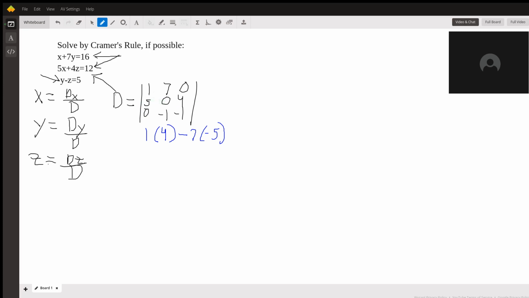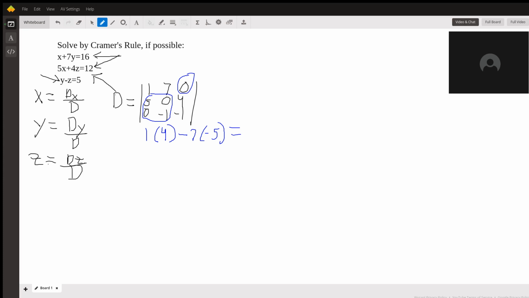And then I'm going to take the 0. So the convention is, this time it's going to be positive. I don't have to worry about the signs for this one. Times the determinant of this. Well, 0 times anything is 0. So really, we found our capital D.